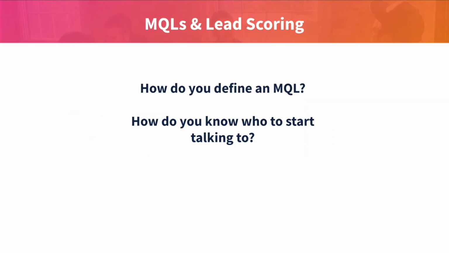How do we know who we should start talking to first? Now, there's a couple different ways that we can get to that. Obviously, you can jump to the front of the line and become an MQL by signing up for a consultation, or we could go through what we call a lead scoring process, or just qualifying based off of good fit and good engagement. And so that's where we're going to start next.